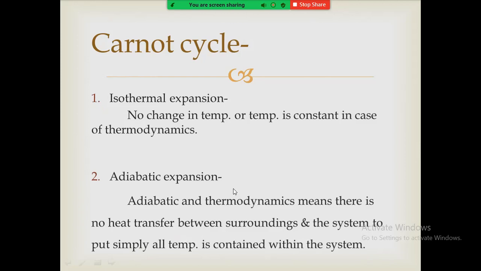So here on the screen you can see isothermal expansion. During the isothermal expansion, there is no change in the temperature, or the temperature will remain constant in the thermodynamic Carnot cycle. So this is the ideal Carnot cycle. In practice, this is not possible, and only pressure and volume will change during the expansion and compression process. So during the expansion process, volume will increase and pressure will decrease.